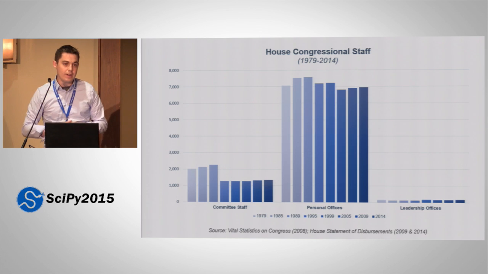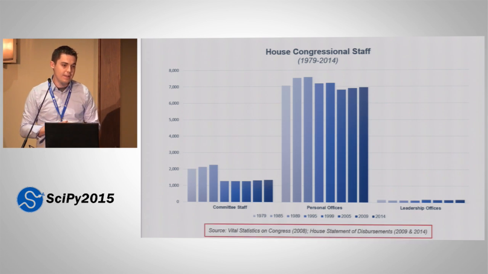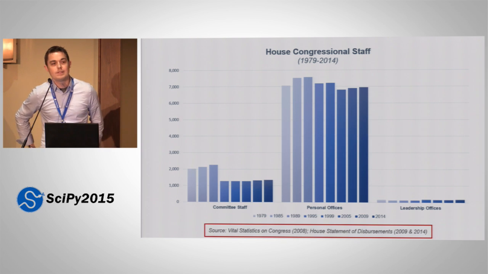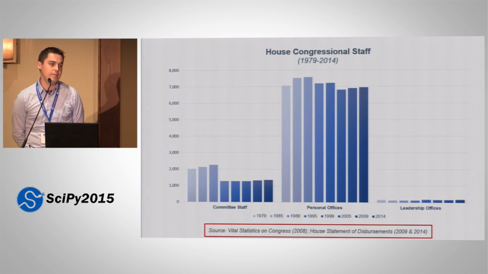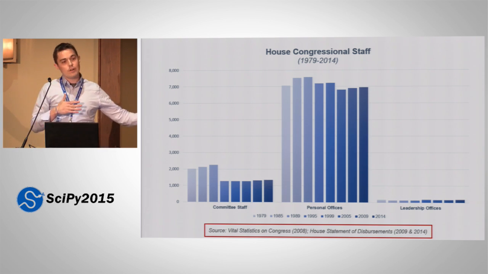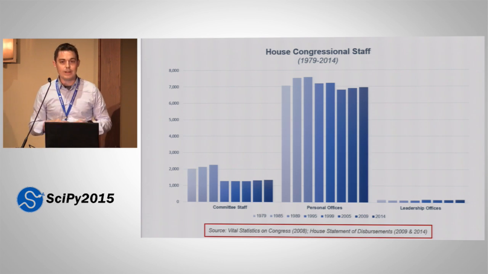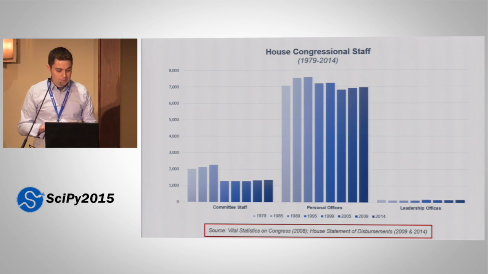So take a look at this chart. This is data that was gathered by 2 sources. The first of which is Vital Statistics on Congress, which is a publication made available through the Brookings Institution and through the American Enterprise Institute. What they've done is they've cataloged years and years of these financial disbursements made by the House of Representatives.